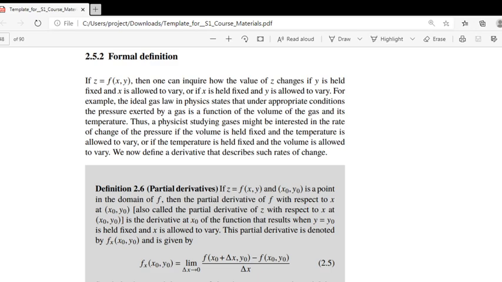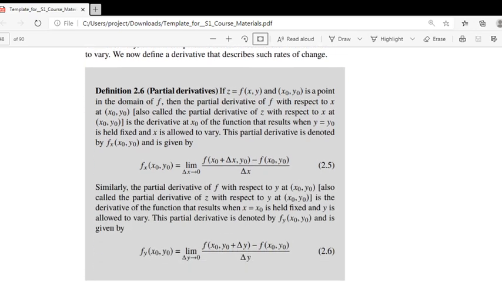For this purpose, we try to calculate partial derivatives of a given function f of x, y or f of x, y, z, whatever it may be. So formally we define partial derivatives of a function z equals f of x, y like this. This function f of x, y is said to be partially differentiable at a point (x0, y0) if we can find this limit uniquely. That means fx of (x0, y0) is equal to the limit as delta x tends to 0 of f of (x0 plus delta x, y0) minus f of (x0, y0), divided by delta x.